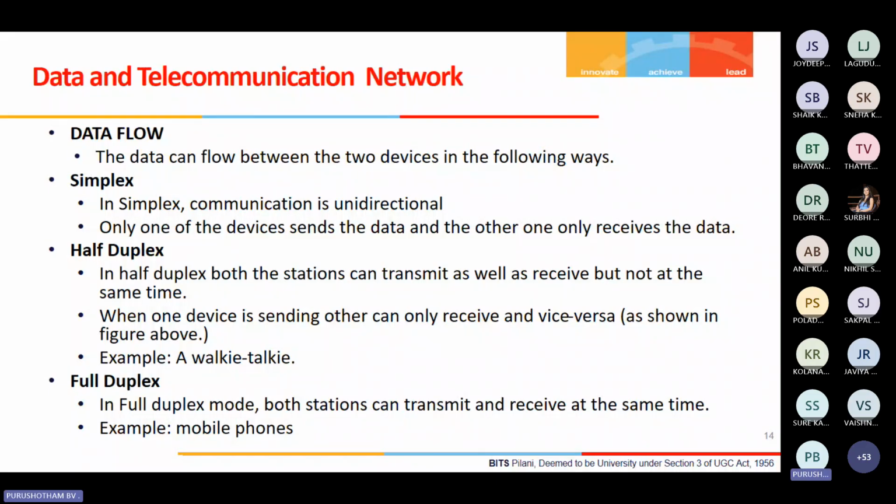Then half duplex is where both sender and receiver can send the data. Both parties can exchange and transmit data, but the problem is only one at a time. Both of them cannot speak together. At any one point of time, only one side can transmit. When one device is sending, the other can only receive, and when the other is sending, this side has to receive. This kind of thing is what we call half duplex. The best example is a walkie-talkie, where people will be using this entire thing.